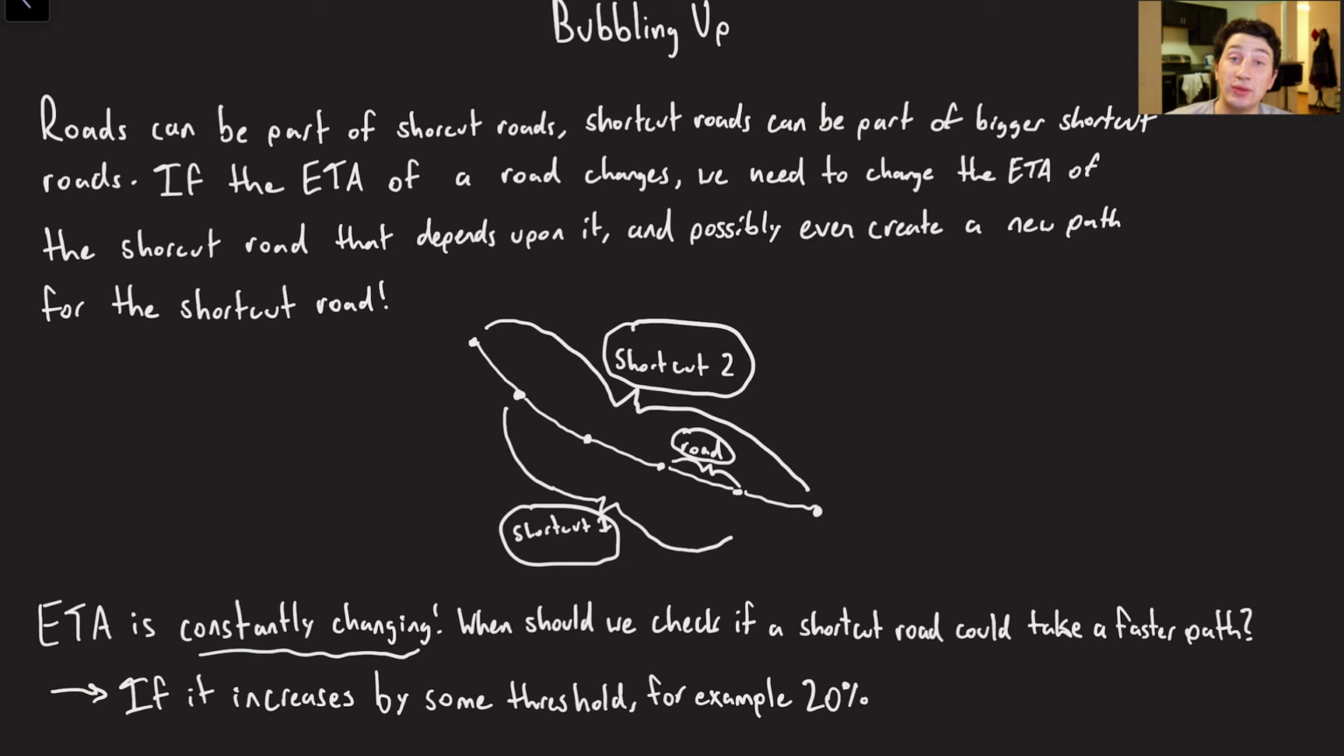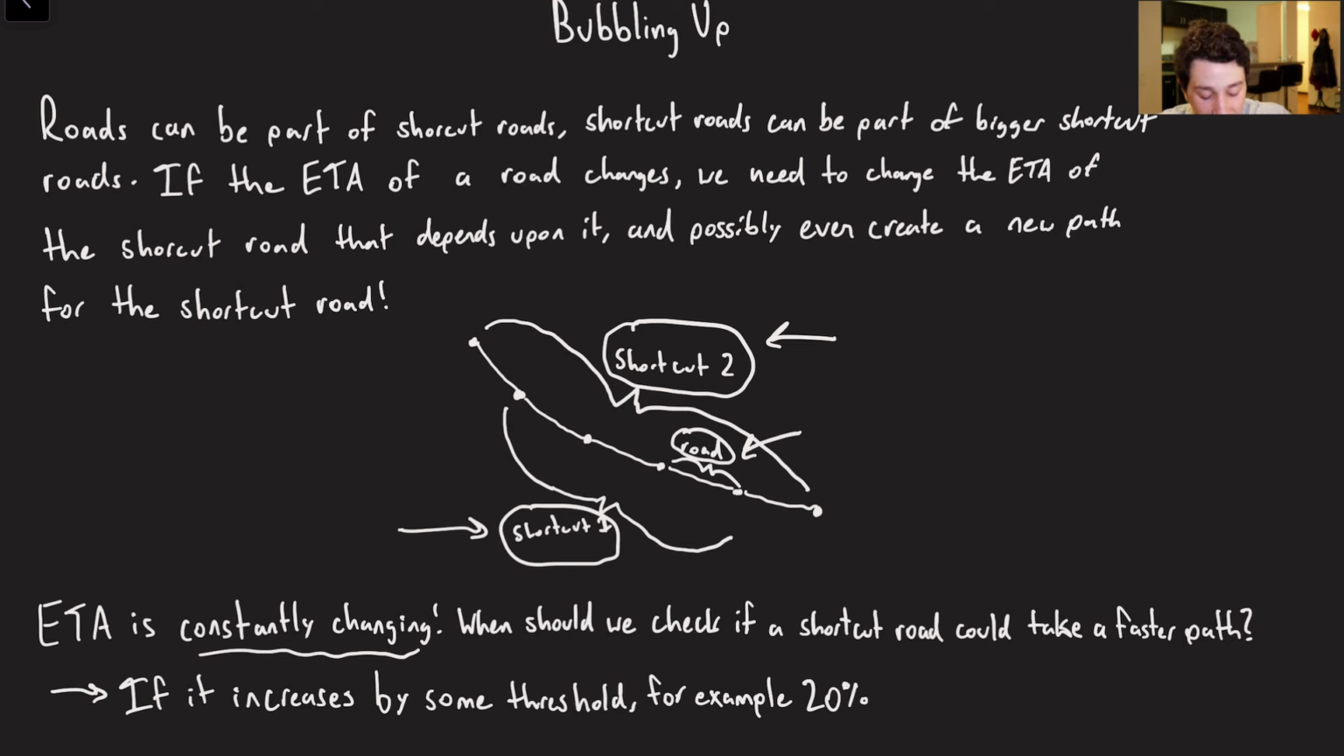Cool. So again, the idea here is the ETA is constantly changing, right? Like I said, every couple of minutes, maybe even every few seconds, depending on how you configure things, you're going to be updating the ETA of this particular road right here. But ideally, we don't want to have to constantly be recalculating all of our shortcut edges because that's just going to be a complex process. It's a lot of Dijkstra searching.